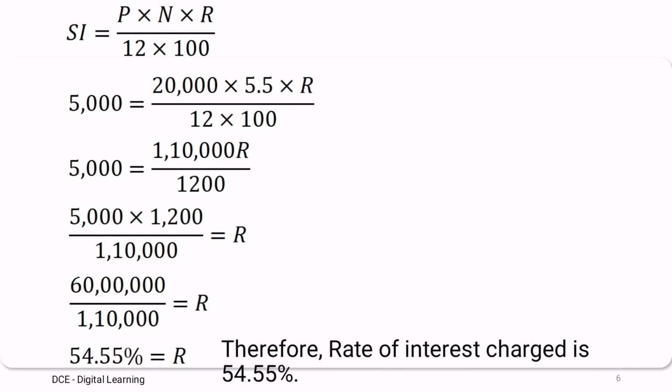So the rate of interest charged in the installment purchase and payable by Mr. Sachin is 54.55%.